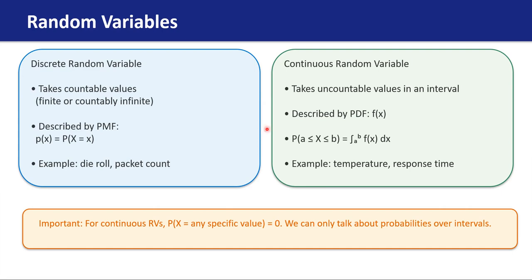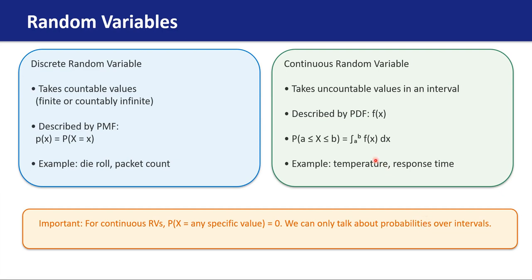They use a probability density function, PDF. We write f of x in this shape. For a continuous random variable, P of X equals any specific number equals 0. You should pay attention to this important note. I repeat, for a continuous random variable, P of X equals any specific number equals 0. The density function does not give probabilities directly.